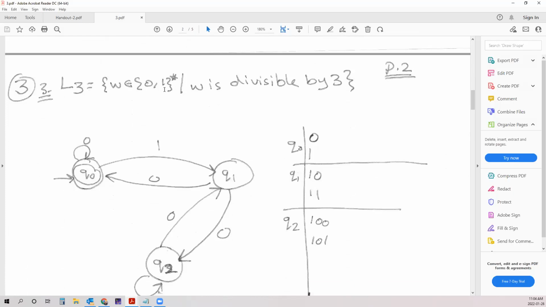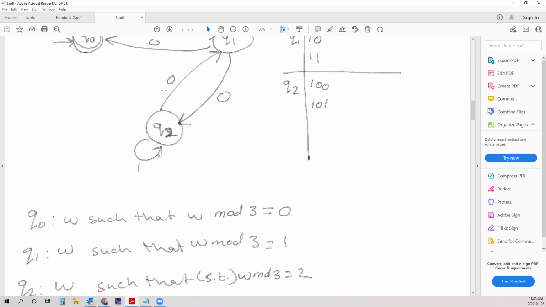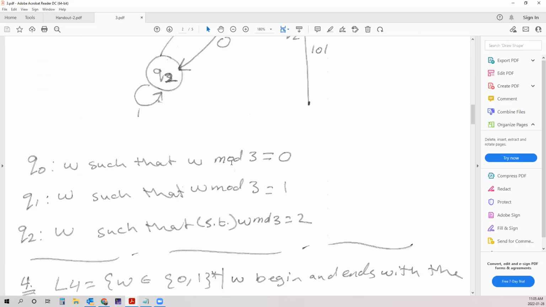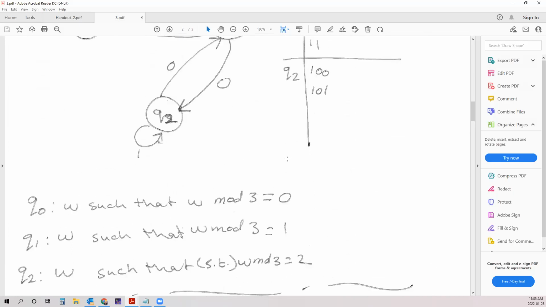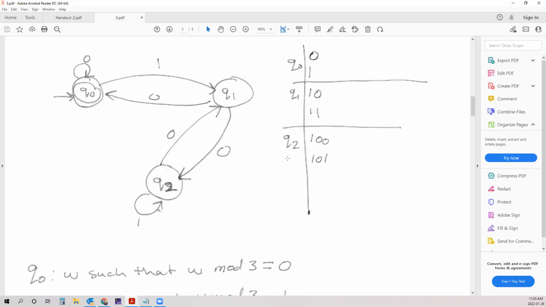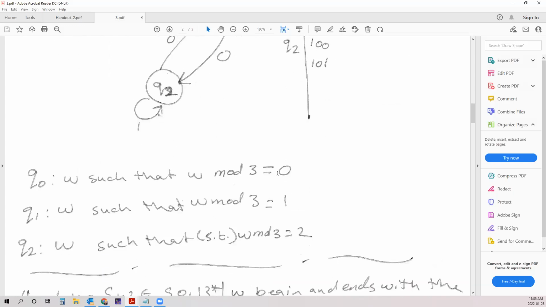Okay, another example. If I have a language that has W as a string over an alphabet of 0s and 1s, where W is divisible by 3. When the number is divisible by 3, that means W mod 3 equals 0. What are the options? When I divide any number by 3, the remainder is either 0, 1, or 2, right? Because 3 over 3 is 1.